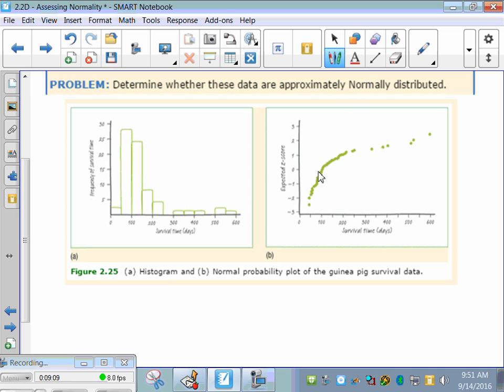Over here, we did the normal probability plot. Okay, so we plugged it into the calculator and did the normal probability plot. So if you look right here, it looks linear for about here. What happens to the data? It starts to fall off to the right. That means it is skewed right.